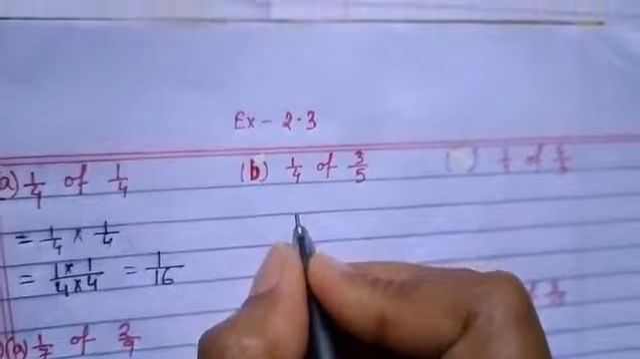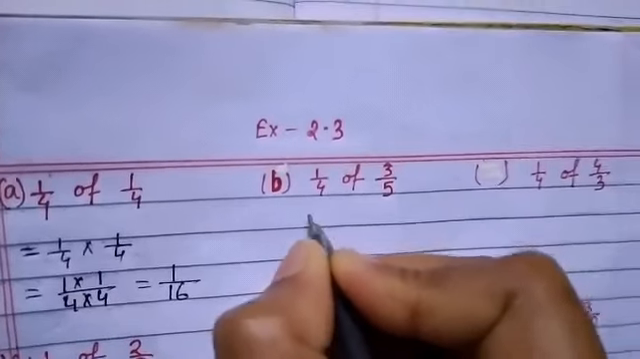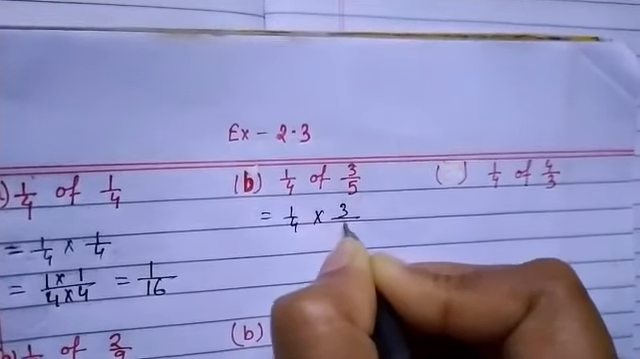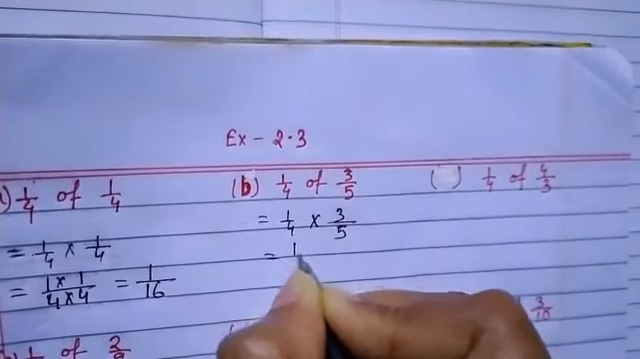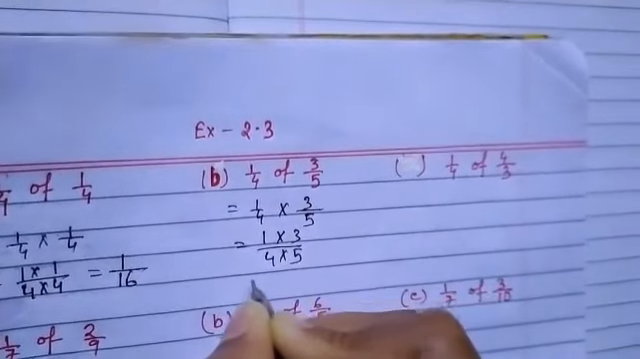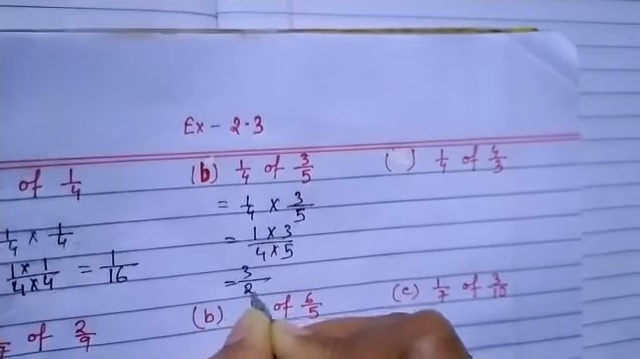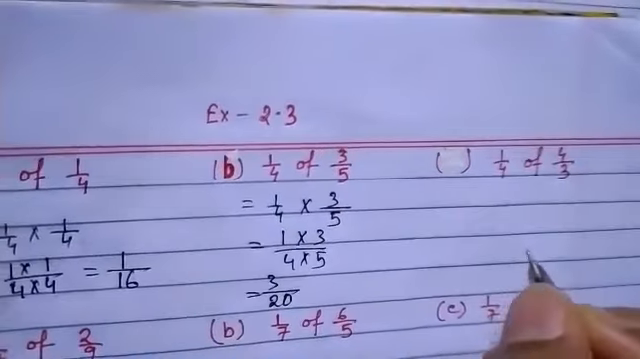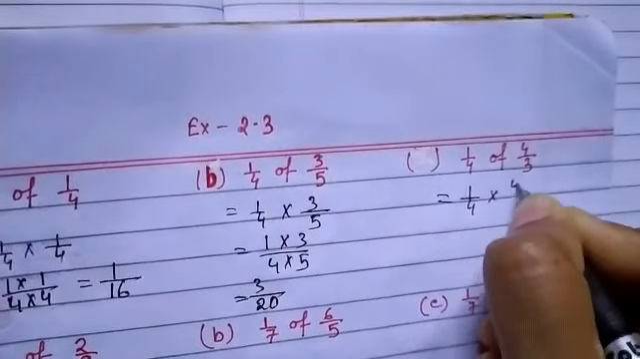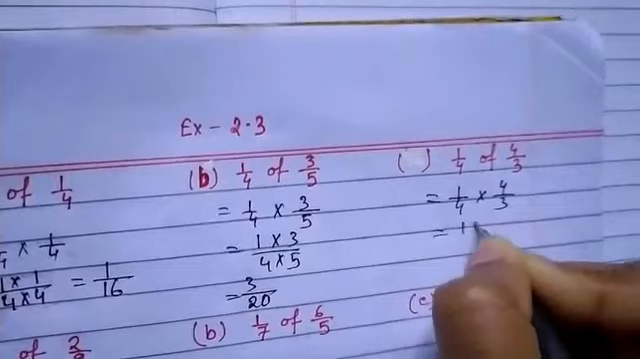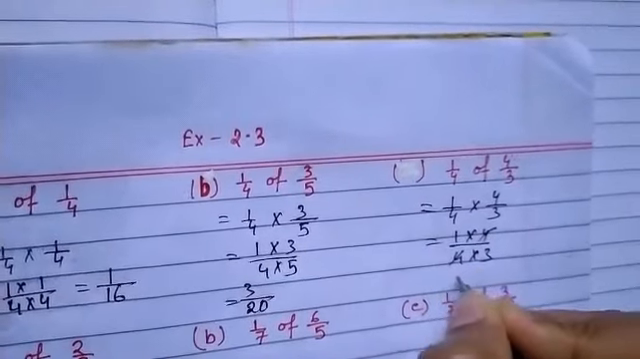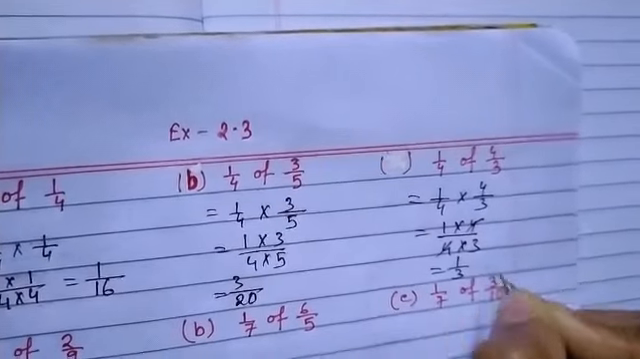Now number B. Here also 1 by 4 multiplied by 3 by 5 equals 1 into 3 over 4 into 5. So the answer is 3 by 20. Next, 1 by 4 multiply 4 by 3. Then 1 into 4 divided by 4 into 3. Then 4 can be cut. So the answer is 1 by 3.